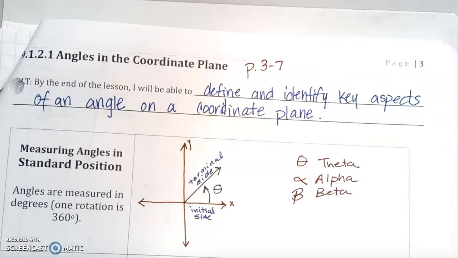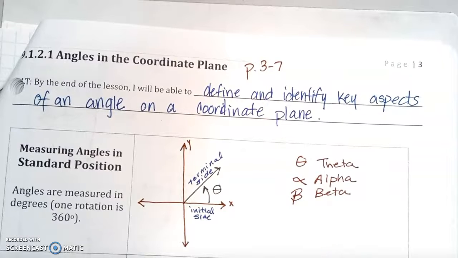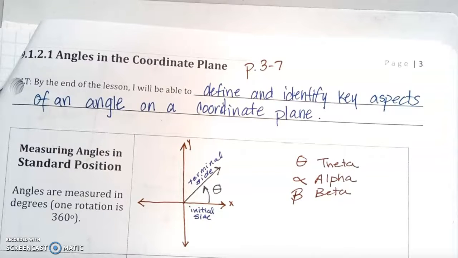When you see these Greek alphabet symbols, they are referring to angle measures, and the three most common that you're going to see are theta, alpha, and beta. Are there others? Yes. Will they randomly pop up? Yes, but the three most common and main ones that you're going to see are those three. You should probably memorize those three.